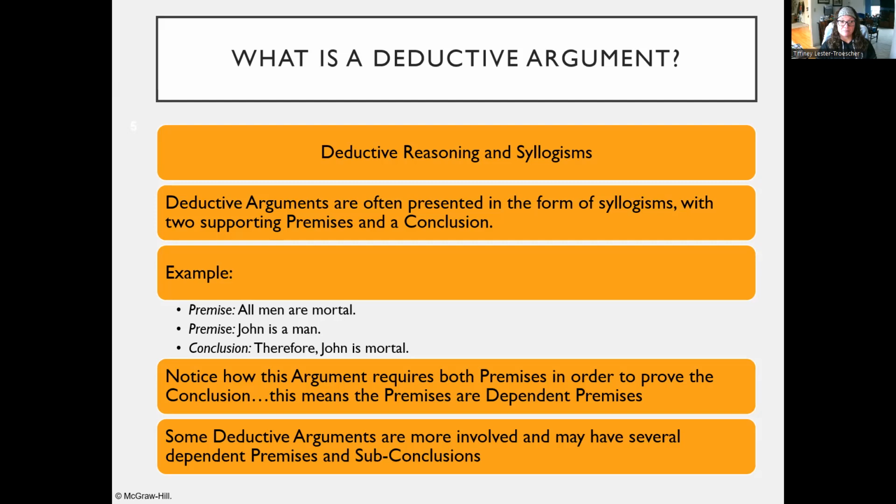And we have an example here. Our first premise is all men are mortal. We have another premise. John is a man. Our conclusion, therefore, John is mortal.